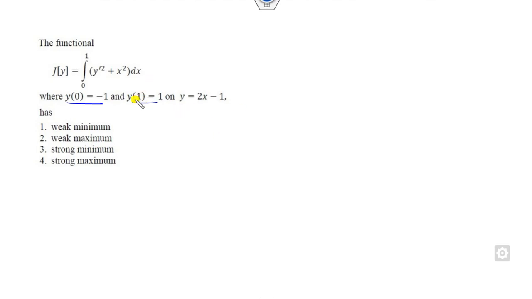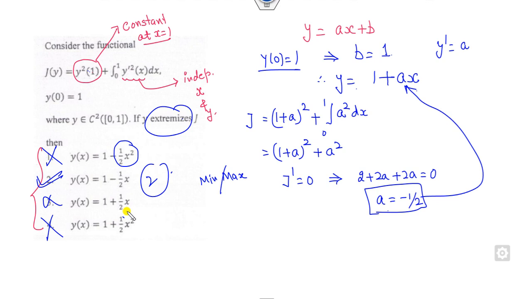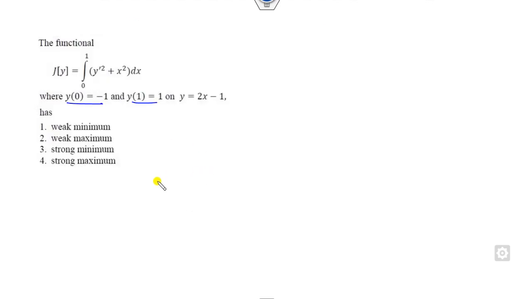Okay, look at another one. In this case, you can see that in the previous questions they were asking about finding the solution. But in this case, they are not asking for any solution. They are just checking about the maxima and minima, weak maxima and minima. So what is the tip for you?